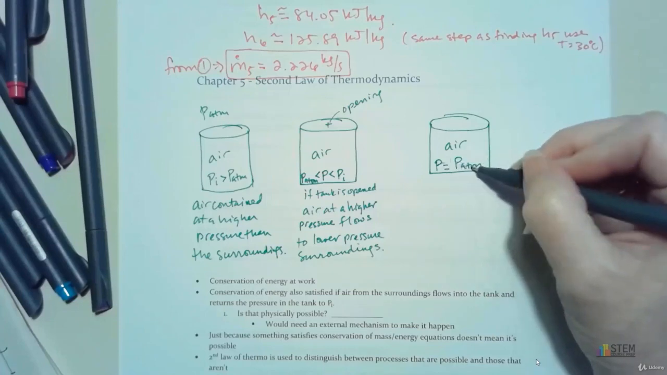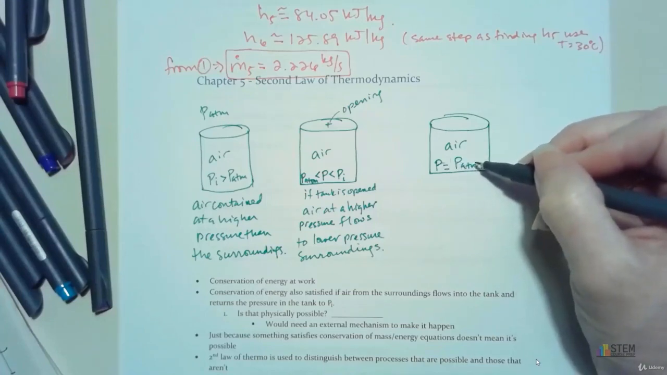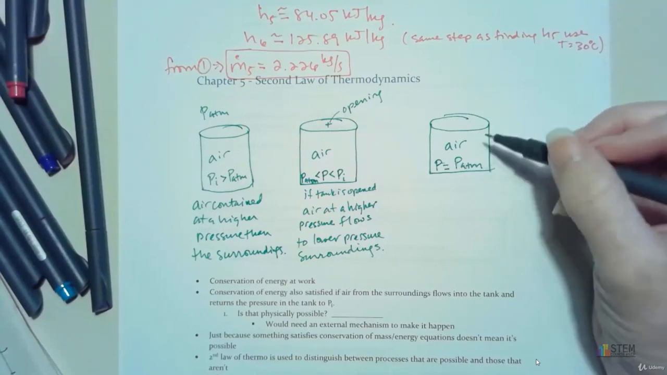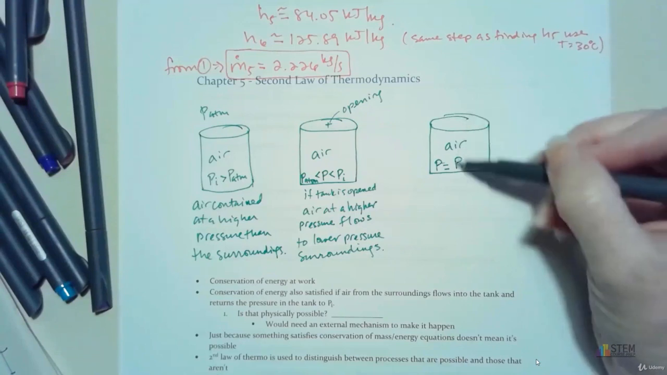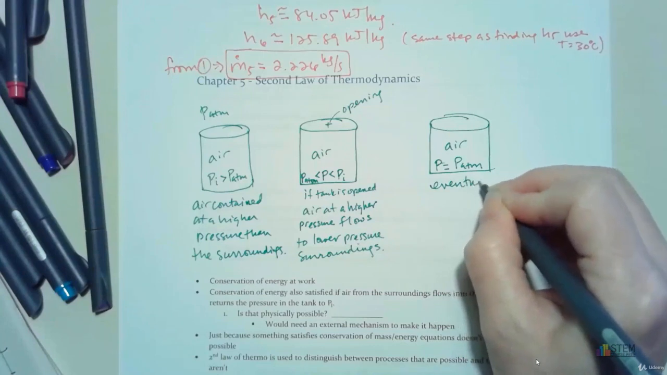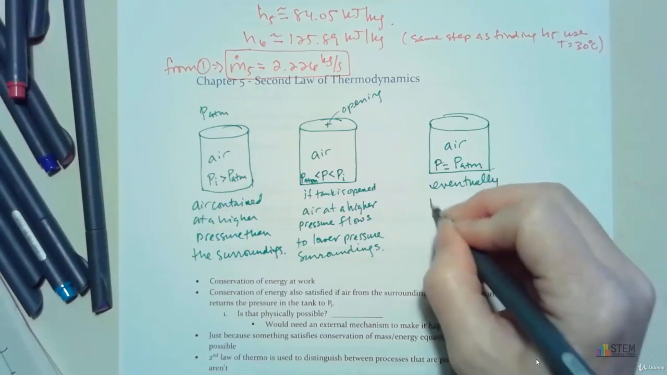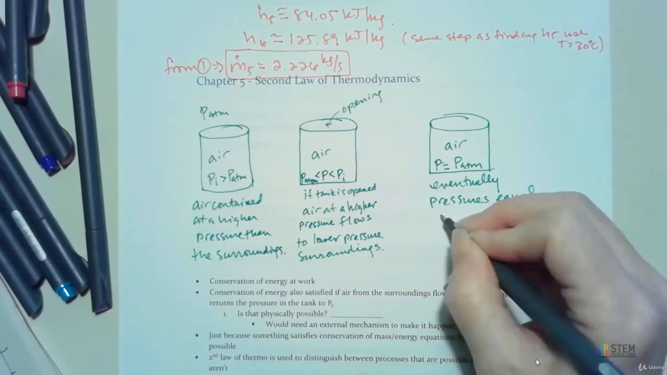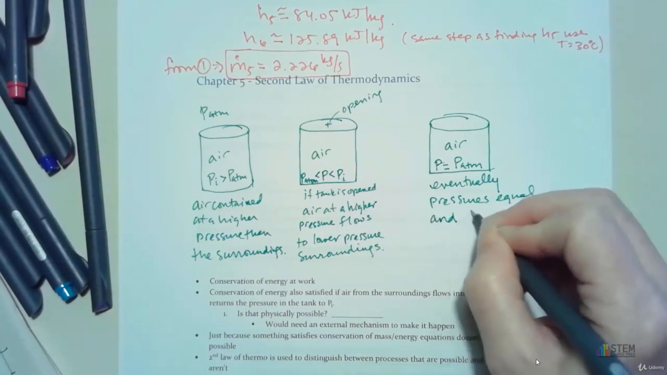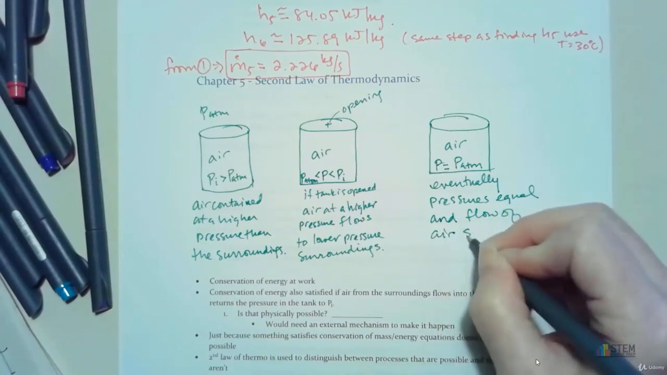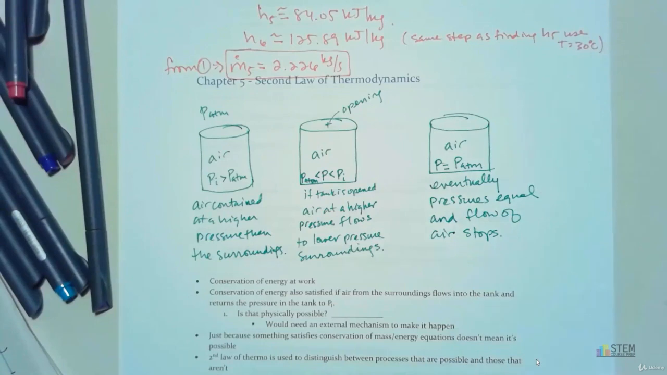Now once these pressures are equal, what happens to the flow of air? The flow of air is going to stop, right? Because there's no difference in the pressure. It's the difference in the pressure that was causing the air to leave the tank. So now let's write eventually pressures are equal and the flow of air stops. All right, so now we have that scenario.